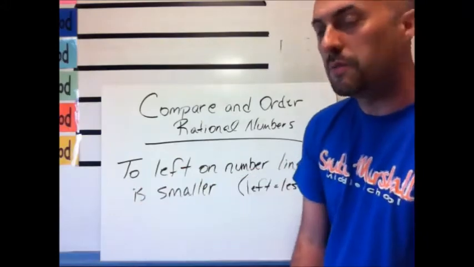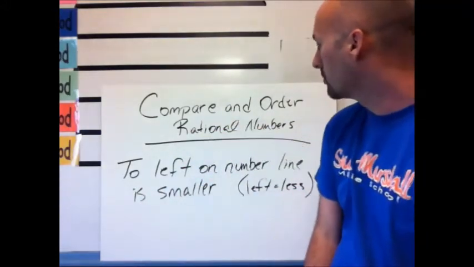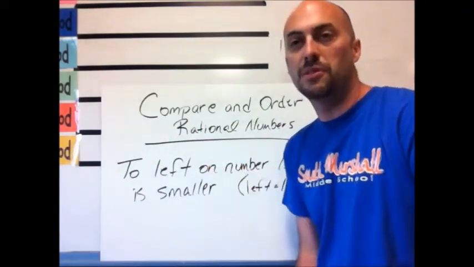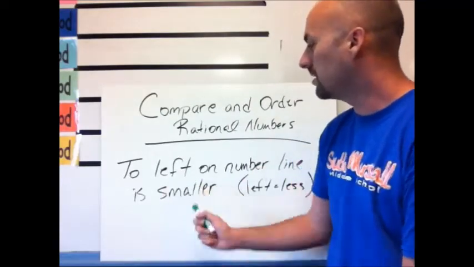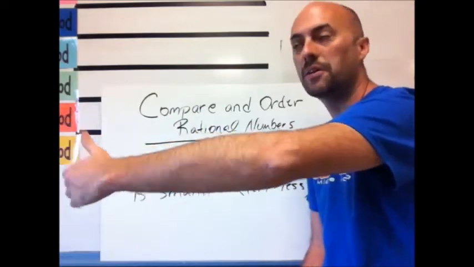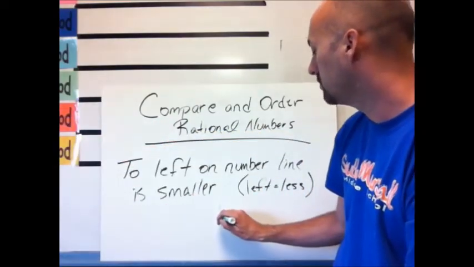One thing that I want us to remember as we get into what we're talking about today, our objective, to be able to compare and order rational numbers. We're going to be using number lines to help us do that. And you need to remember on the number line, if something is to the left on the number line, it's smaller. It's getting smaller. It's counting down. Okay? Even though when you get into negative numbers, and that's where it gets confusing.